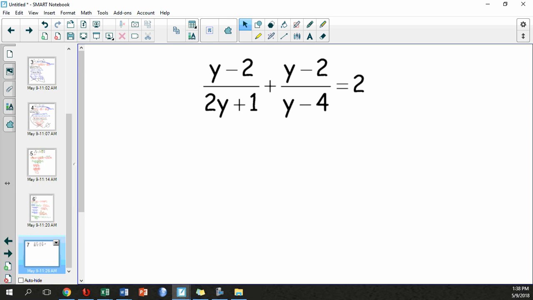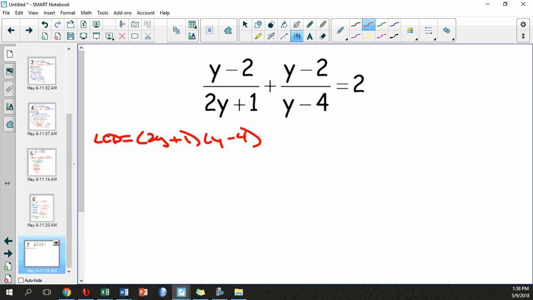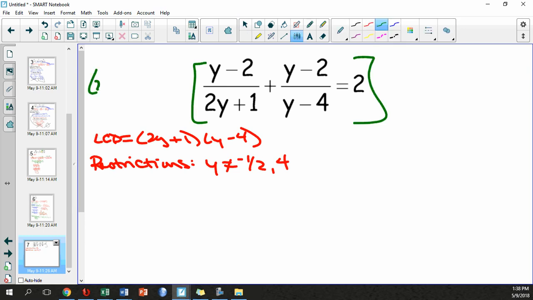Okay, do I keep or eliminate the denominator? You eliminate it. So what is my LCD here? 2y plus 1 and y minus 4. So what are my restrictions? Y cannot be -1/2 or +4. So I'm going to multiply the entire thing by 2y plus 1 and y minus 4.